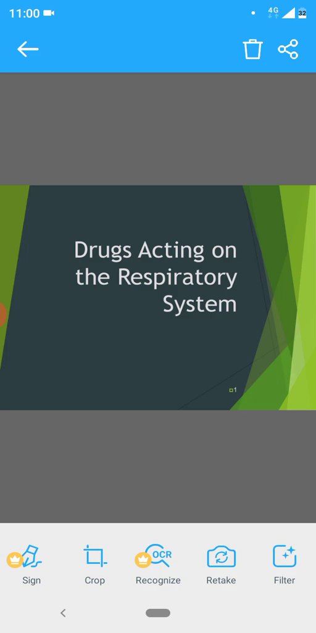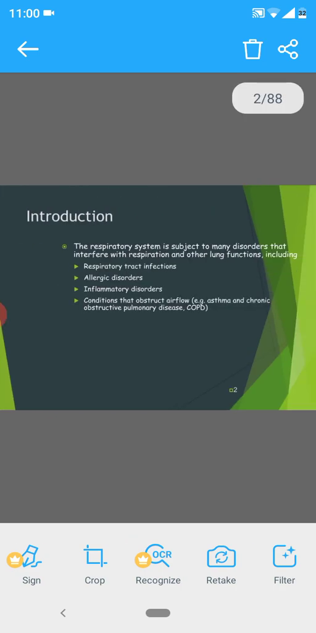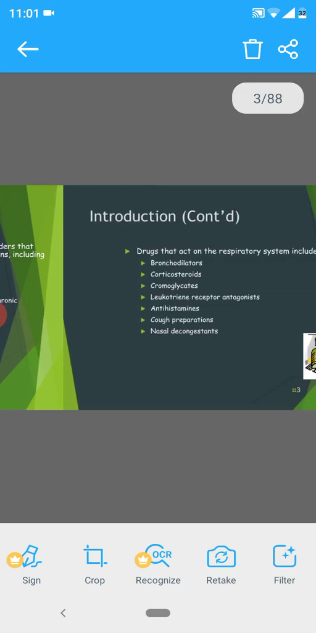Today I am going to discuss drugs acting on the respiratory system in a very easy and elaborative way. As we know, the respiratory system is subject to multiple disorders, which include respiratory infections, allergic disorders, inflammatory disorders, and airflow obstructions, which usually interfere with its physiological functions. So in order to manage these respiratory conditions, we have a group of drugs. I'm going to discuss these drugs broadly.